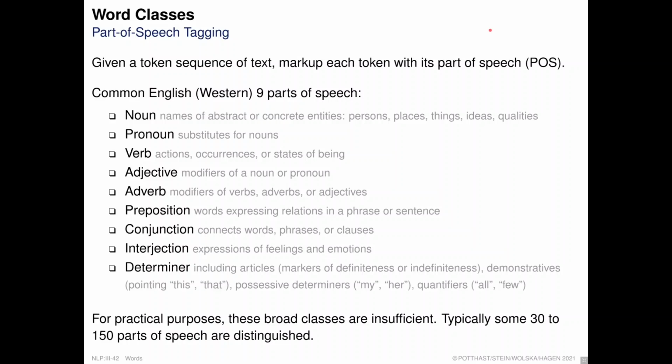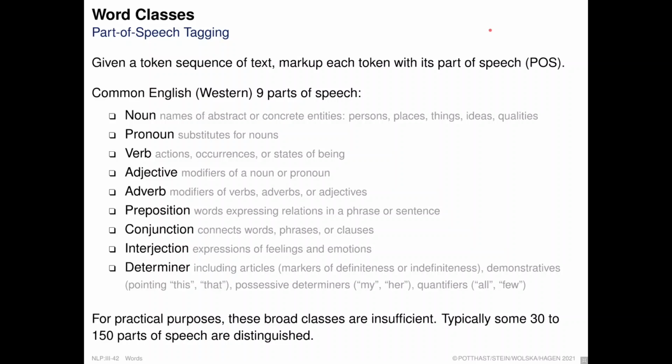Now, the main question in NLP that you have to ask yourself when doing assignment of word classes is, well, what set of word classes to use? What I showed you earlier are the so-called standard, classic, or most frequently used classes in linguistics and in grammar, basically. The 9 parts of speech: nouns, pronouns, verbs, adjectives, adverbs, prepositions, conjunctions, interjections, and determiners. And for most applications, these broad classes are sufficient.